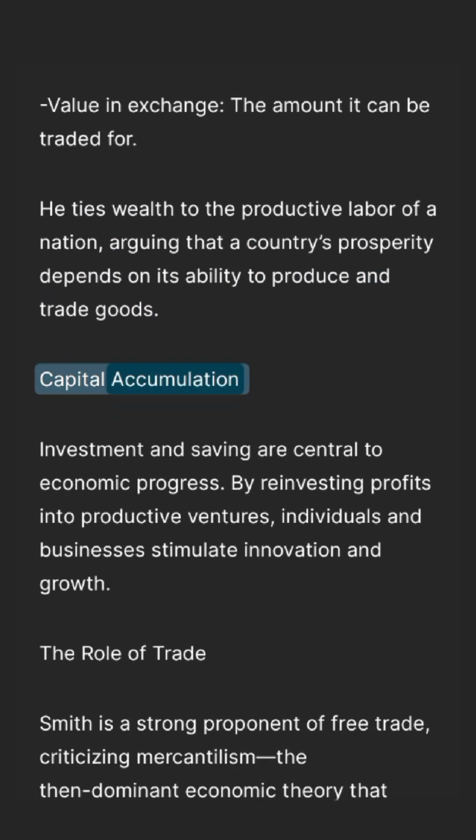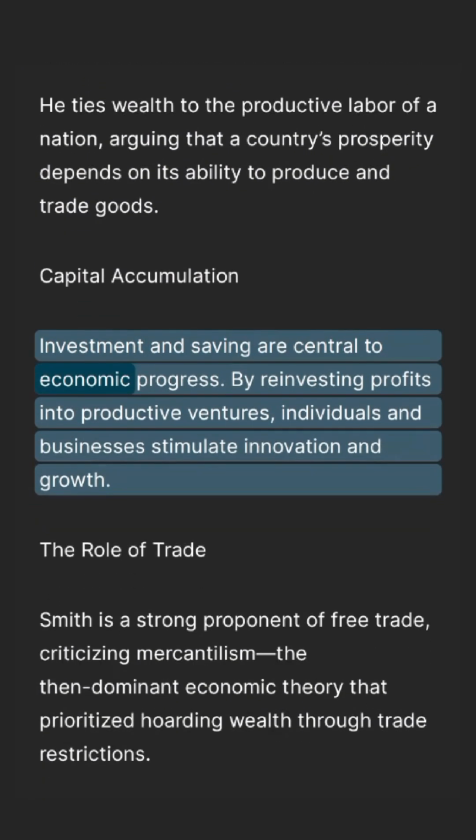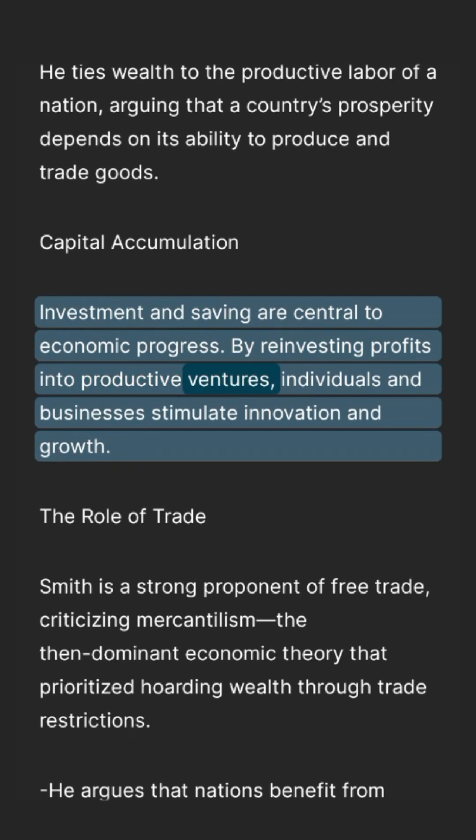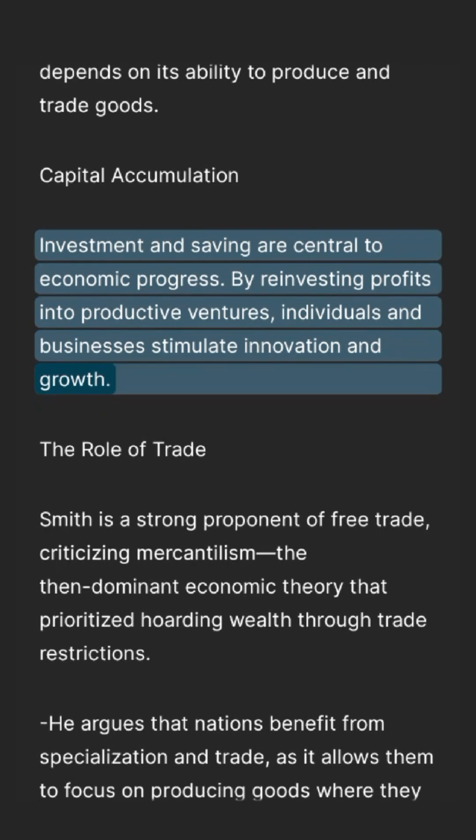Capital accumulation. Investment and saving are central to economic progress. By reinvesting profits into productive ventures, individuals and businesses stimulate innovation and growth.